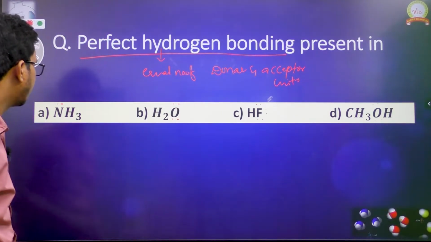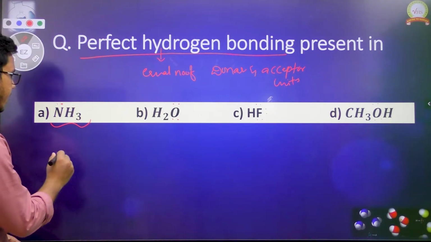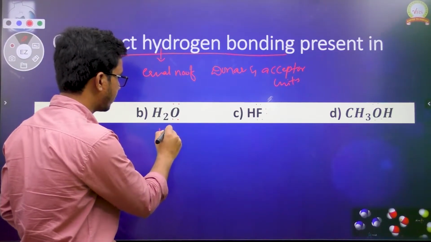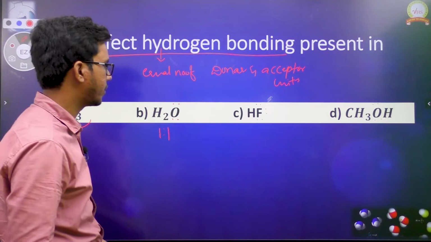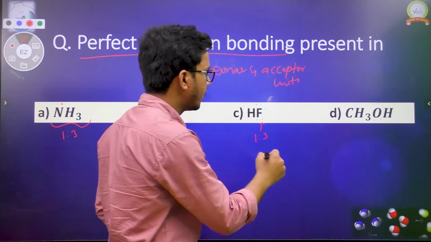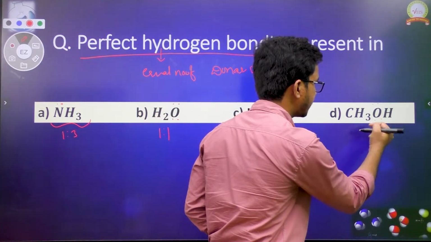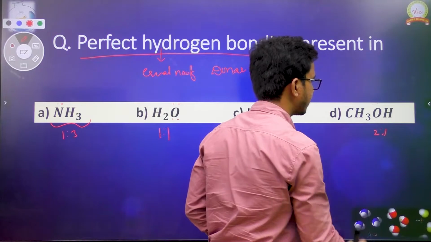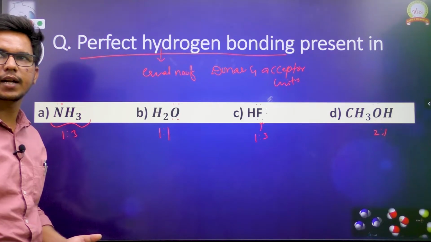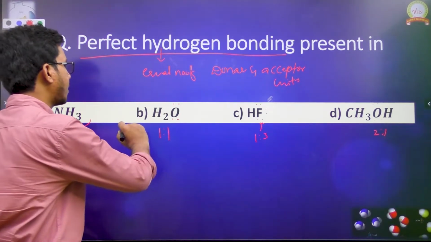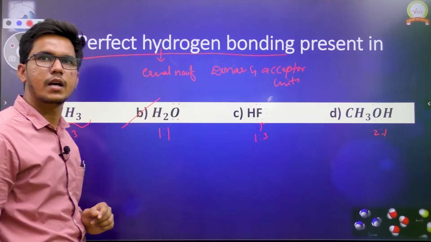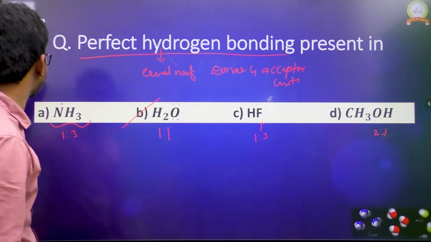Now if we take the first one, the ratio between lone pair and hydrogen is 1:3. The ratio between the hydrogen and oxygen lone pair is 1:1. The lone pair and the hydrogen ratio is 1:1. If you take this one, the lone pair and the hydrogen is 1:3. If you take this one, the hydrogen and the oxygen lone pair is 2:1. In which case do we have the same ratio, equal number of donor and acceptor units? The second one, water, forms perfect hydrogen bonding by having equal numbers of lone pairs and hydrogens. Next.